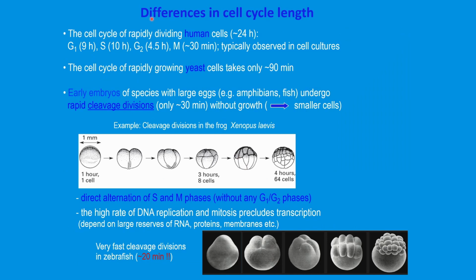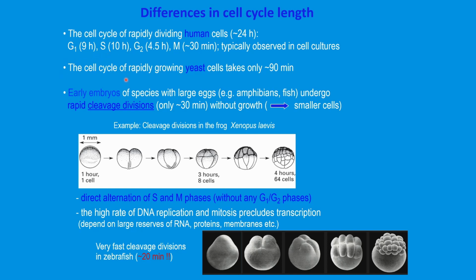So if we look at the time frame for these different phases of the cell cycle, we see that in human cells, the cell cycle takes approximately 24 hours to complete, where they spend 9 hours in the G1 phase, the growth phase, 10 hours in the DNA replication S phase, about 4.5 hours in the G2 checkpoint or growth phase, and then mitosis can take about 30 minutes. This is typically what's observed in cell cultures. It probably differs in that cell in the human body, but not by much maybe.